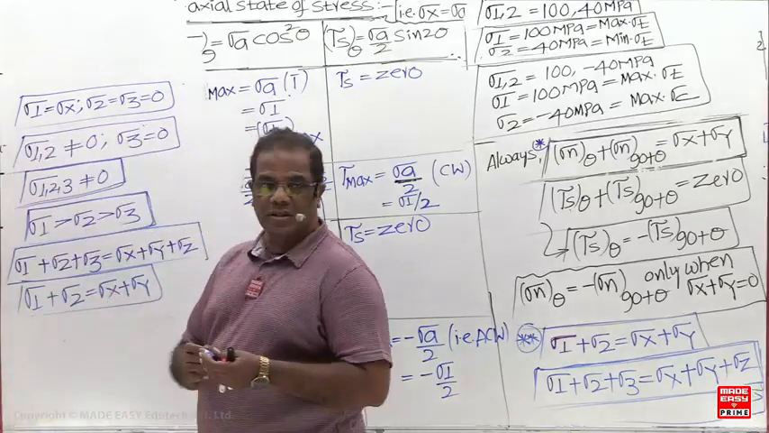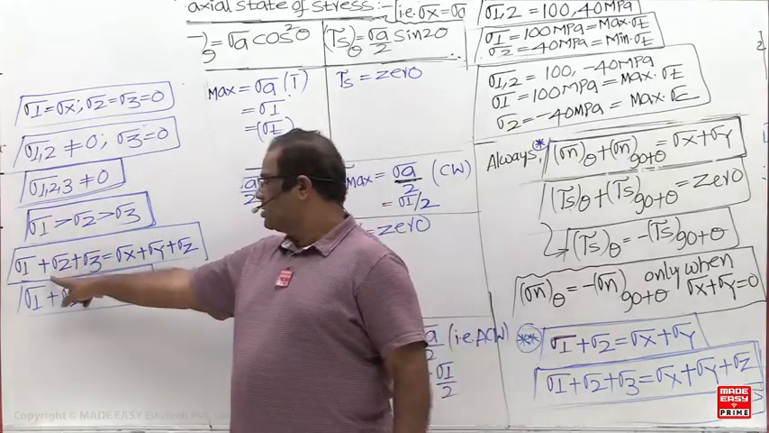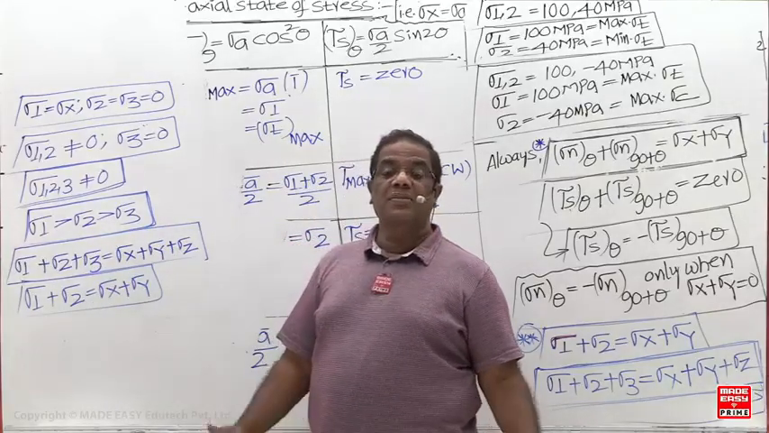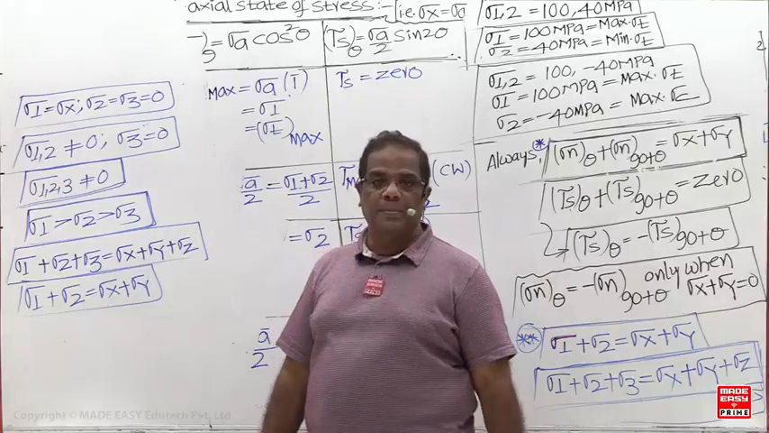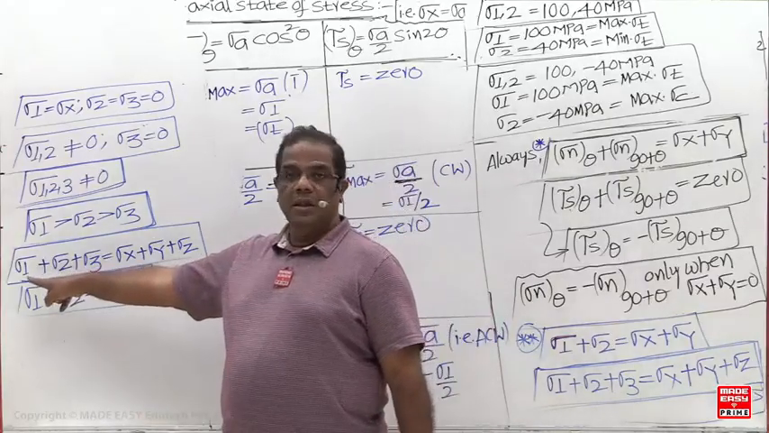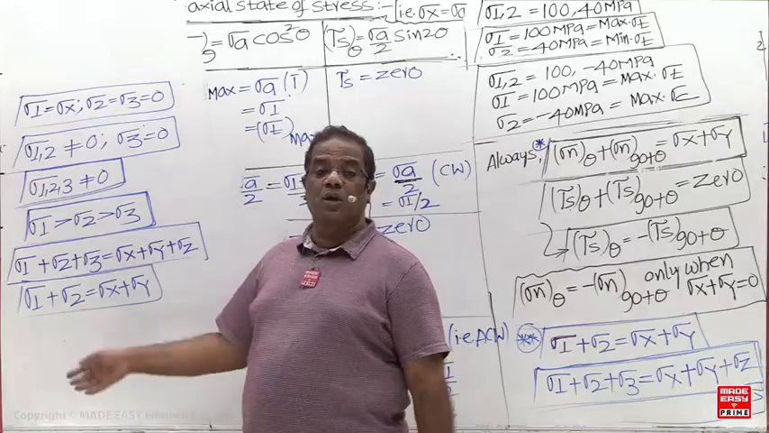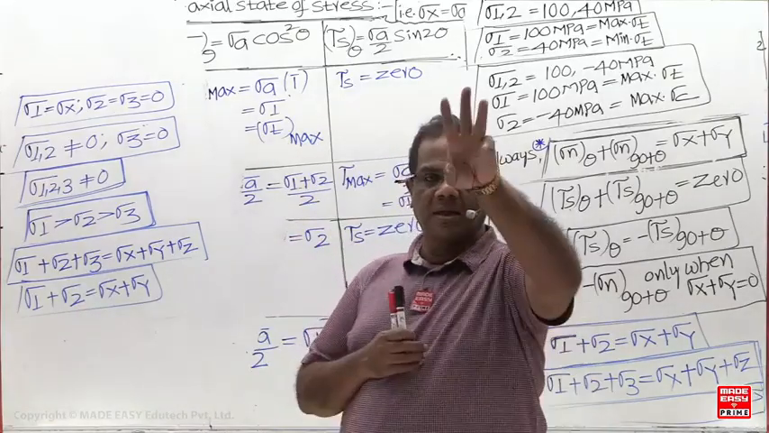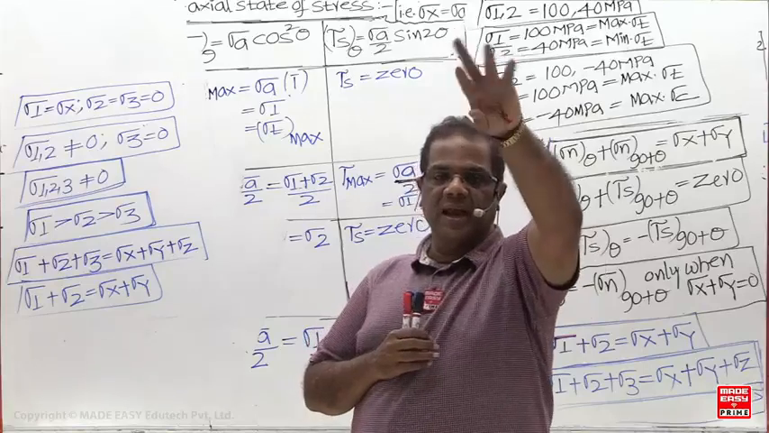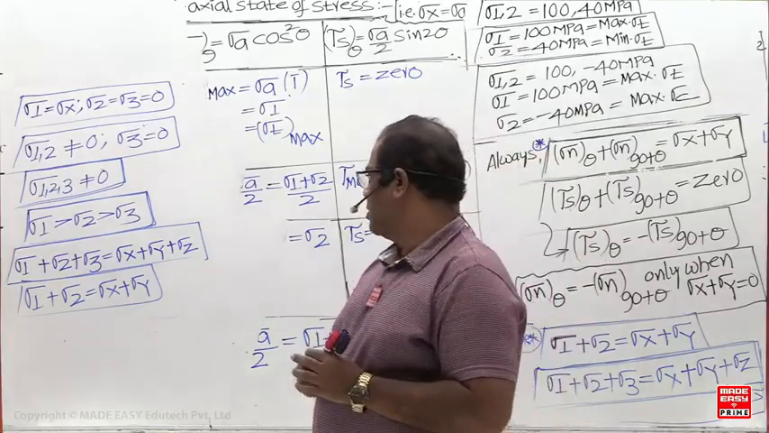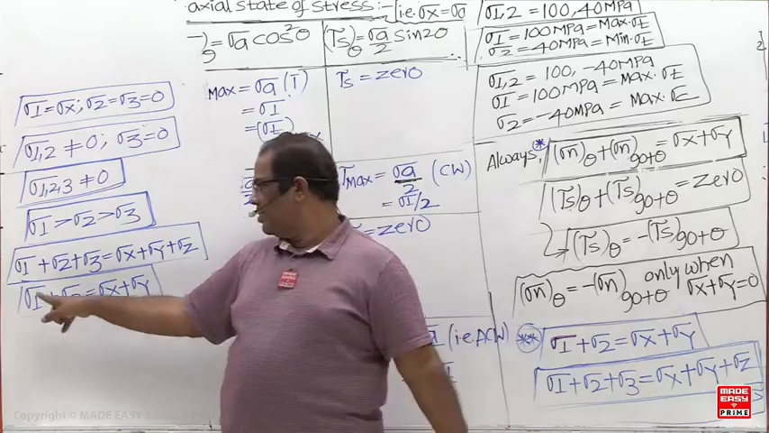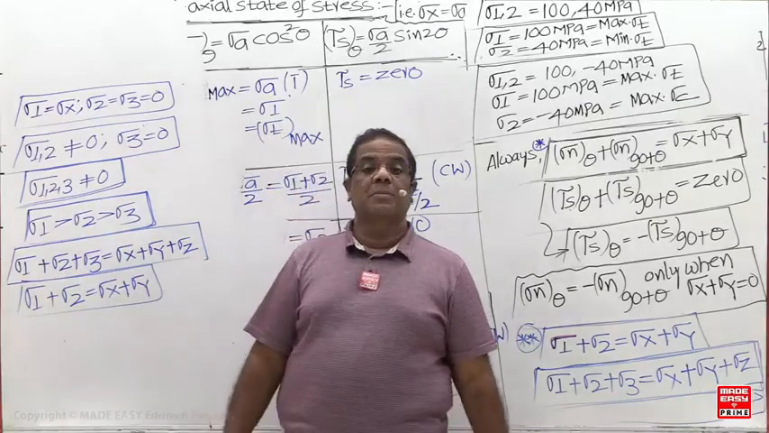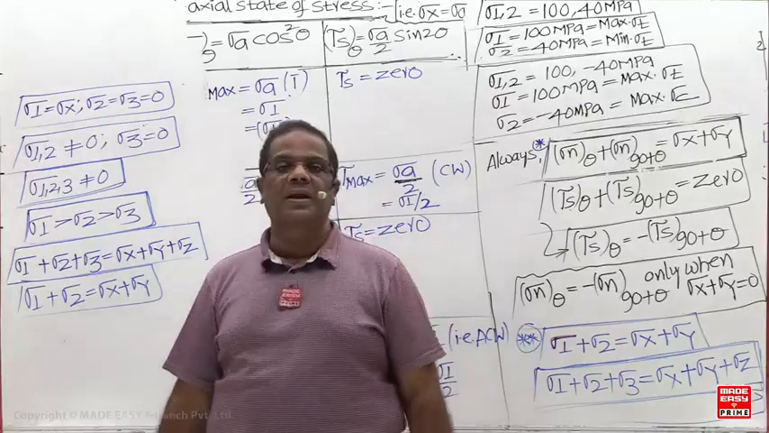So what is the conclusion now? This is already written now. Sum of the principal stresses is always equal to the sum of the normal stresses on three mutually perpendicular planes. How many mutually perpendicular? Three now, x, y and z. So instead of this, directly what can I call it now? Sum of the principal stresses is always equal to the sum of the normal stresses on three mutually perpendicular planes.